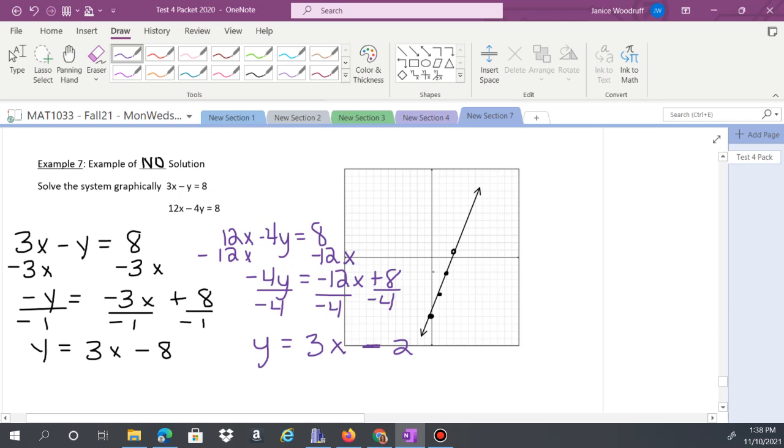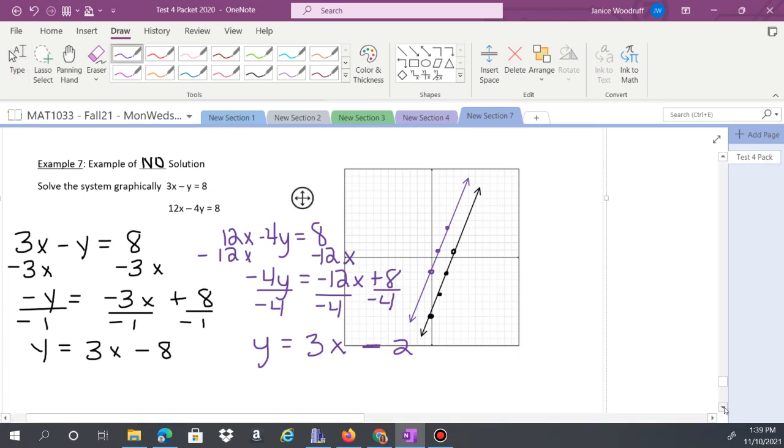We can graph this. Here's negative 2, go up 3 over 1, and you start forming that line. And you're going to see that you have 2 parallel lines. Okay, so that would be an example of no solution. We're solving graphically, it's fairly obvious. They're not going to intersect.